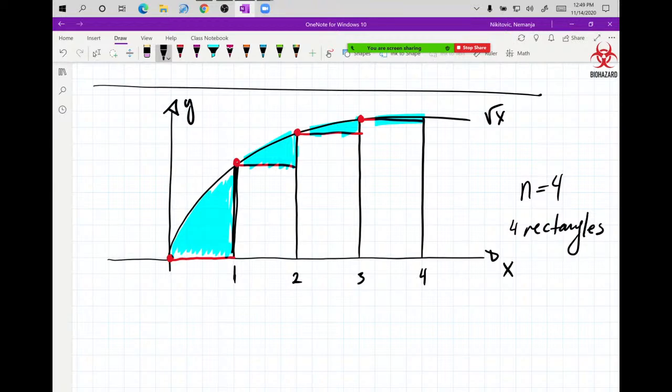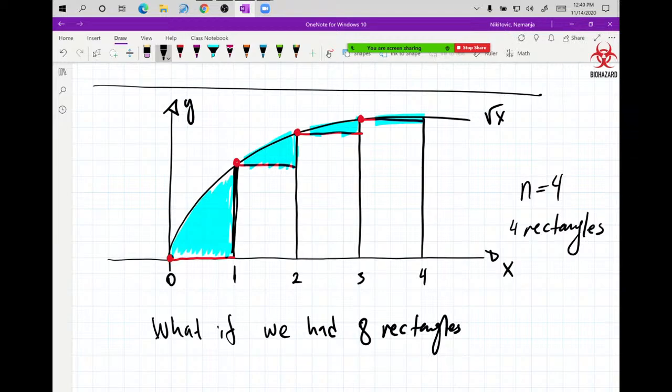Now, the first one is labeled as x0, x1, x2, and so on. I don't need that now. What I'm going to do is I'm going to say, well, what if we had 8 rectangles? Well, those would then cut halfway.